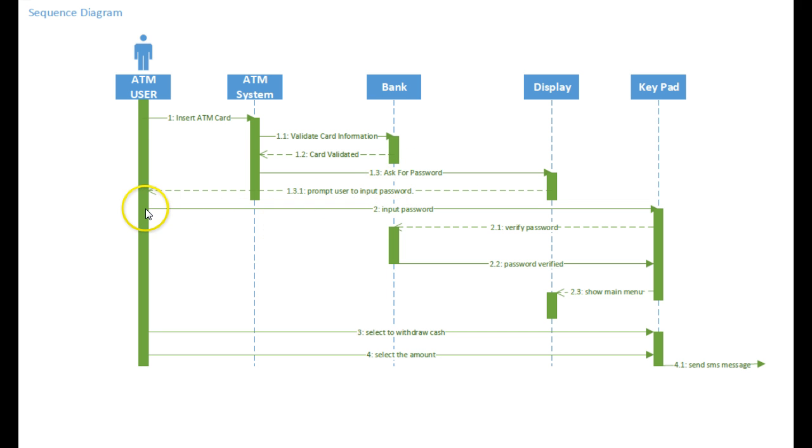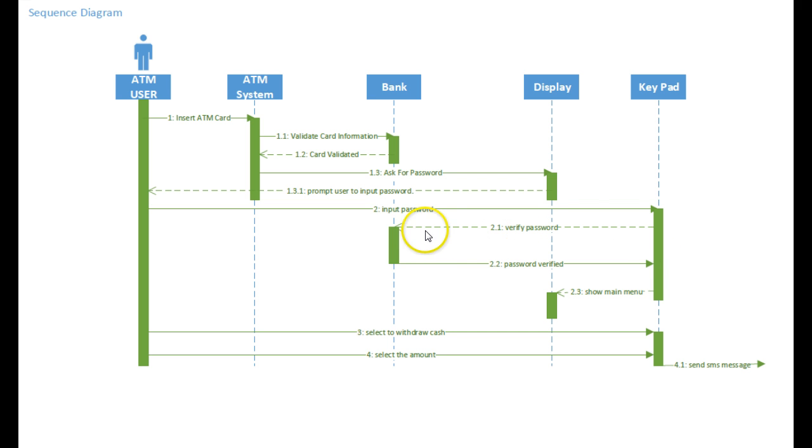Then you'll see this, we jump to 2. 2 is because it's a completely new sequence, if you will, a new topic, if you will, of inputting the password. And this input password then results in a response, which is 2.1, and then 2.2, the password's verified.